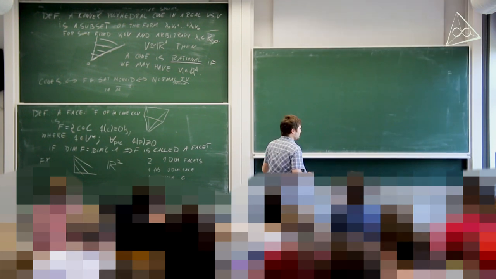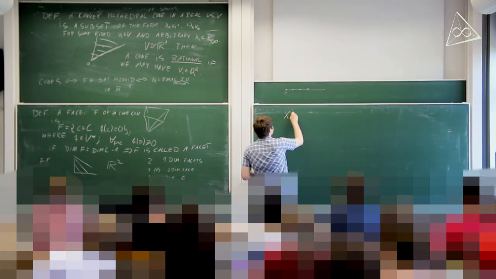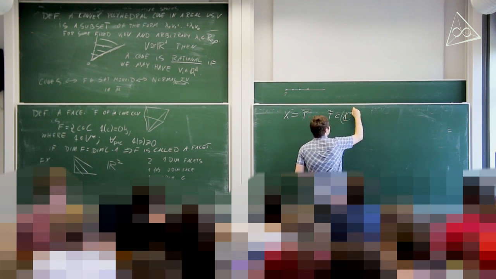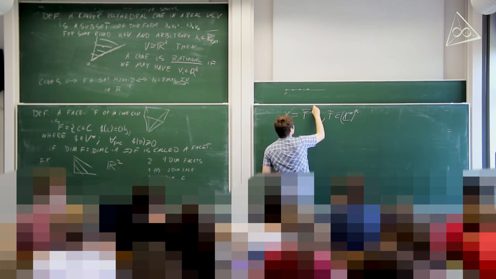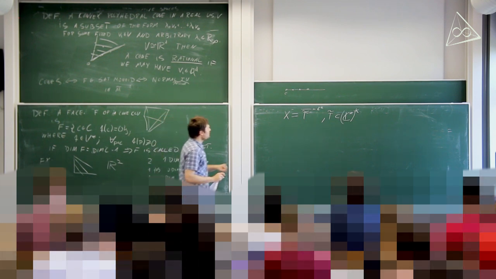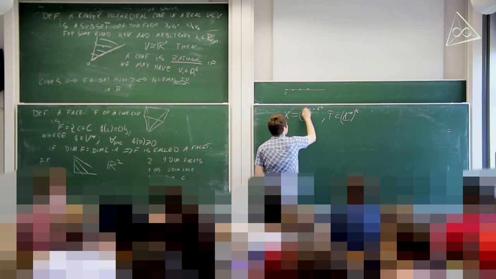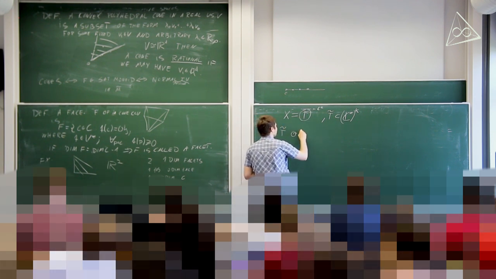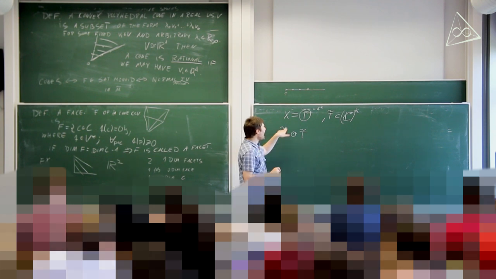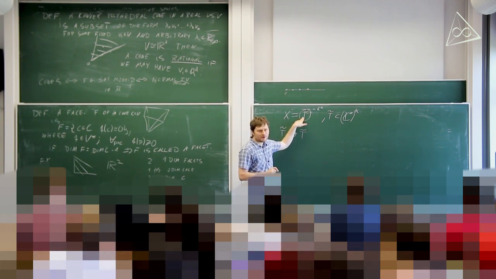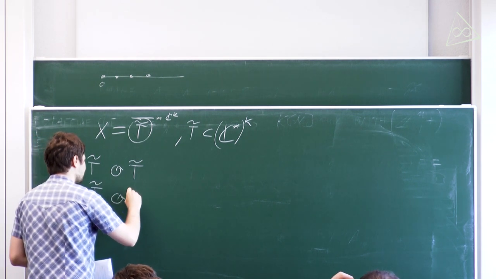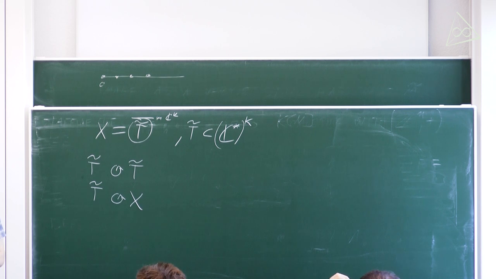How did we define the toric varieties? Well, we defined them as closures of a subtorus in C star to the K, and the closure in C to the K. Now, this is an algebraic group. We can multiply points of T tilde by points of T tilde, and we are still in T tilde. If we have a group acting on a dense subset of an algebraic variety, this action extends to the whole algebraic variety.